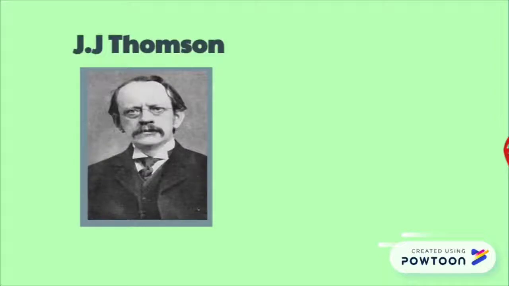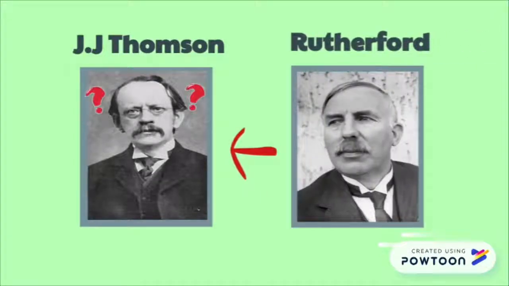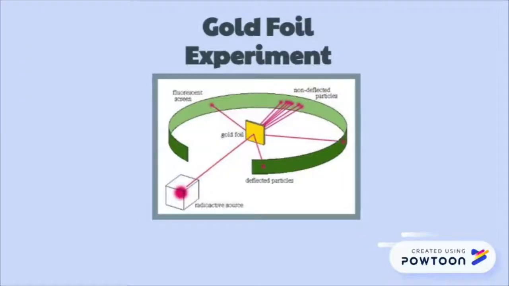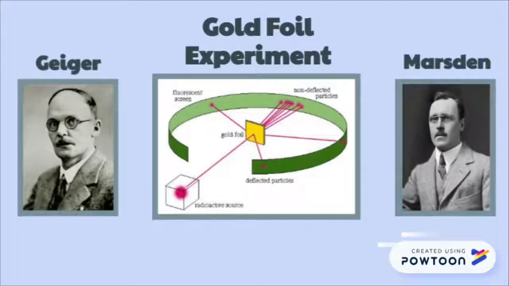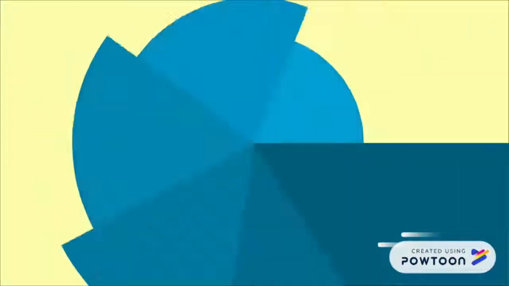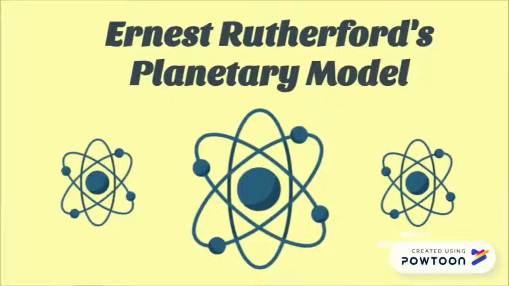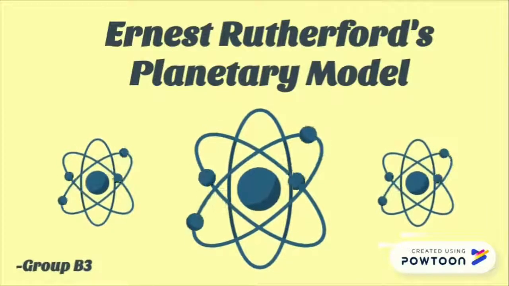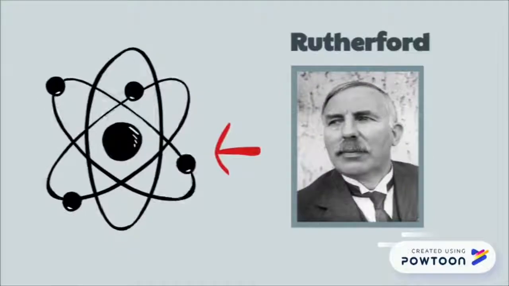And one of these models was the plum pudding model of J.J. Thomson, that was rejected by Ernest Rutherford by his interpretation of the gold foil experiment by Geiger and Marsden, that led to the creation of the planetary model of Ernest Rutherford. The Rutherford model is a model of the atom devised by Ernest Rutherford.